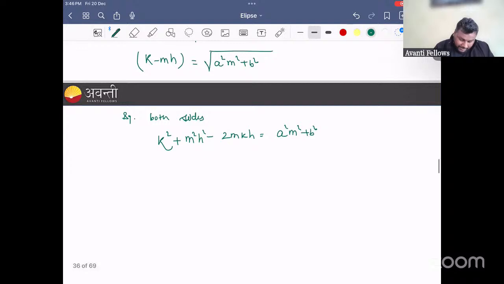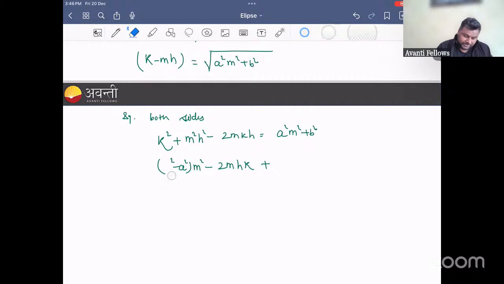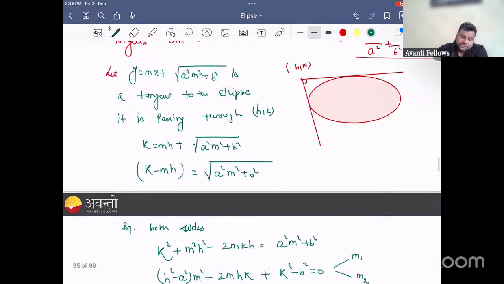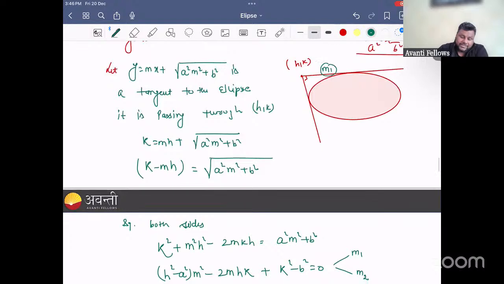So it will be k square minus a square into m square minus 2mhk plus h square (this is not k square, this is h square) plus k square minus b square equals to 0. So this is a quadratic that you got. Am I correct? Now let us assume m1 and m2 are the slopes of these chords. Say this is for m1 and this is for m2.